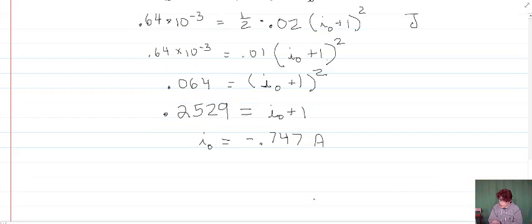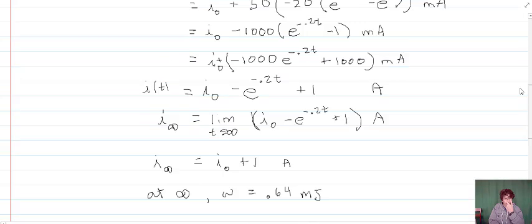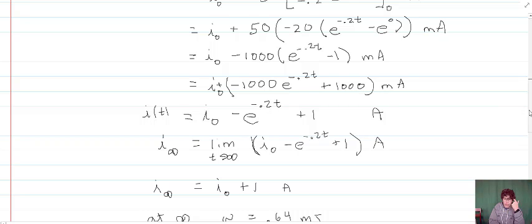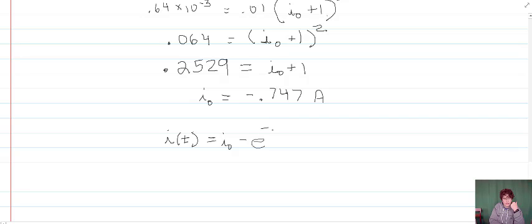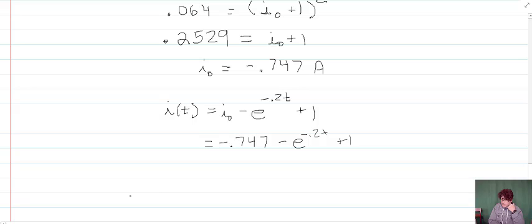And so our expression for I of t, which originally we had as I naught minus e to the minus 0.2t plus 1, if we now plug in negative 0.747 for I naught, then we get our final expression of I of t equals, doing a little rounding, 0.25 minus e to the minus 0.2t amps. These were amps.